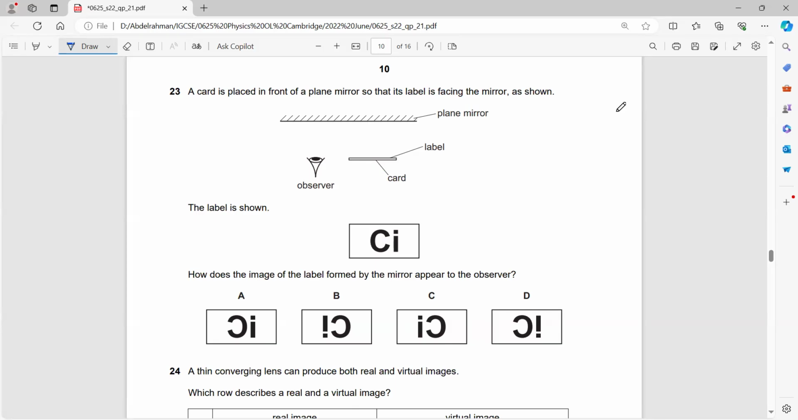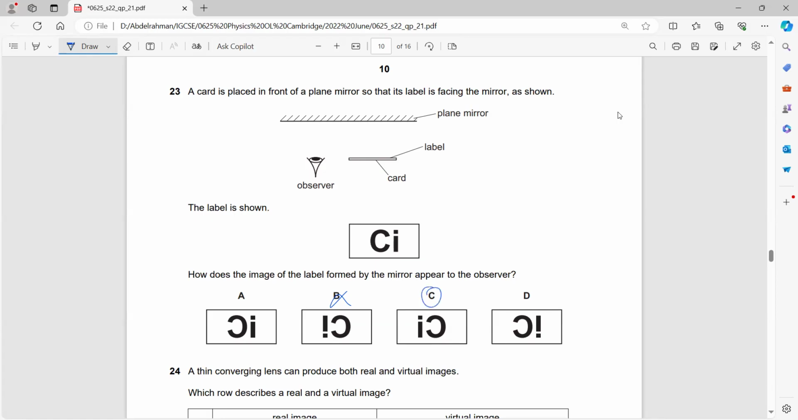A card is placed in front of a plane mirror. How does the image of the label formed by the mirror appear to the observer? B? Why? I don't know, it's not B. Did you vertically invert it? It looked almost right. It's either A or C. I think it's C.